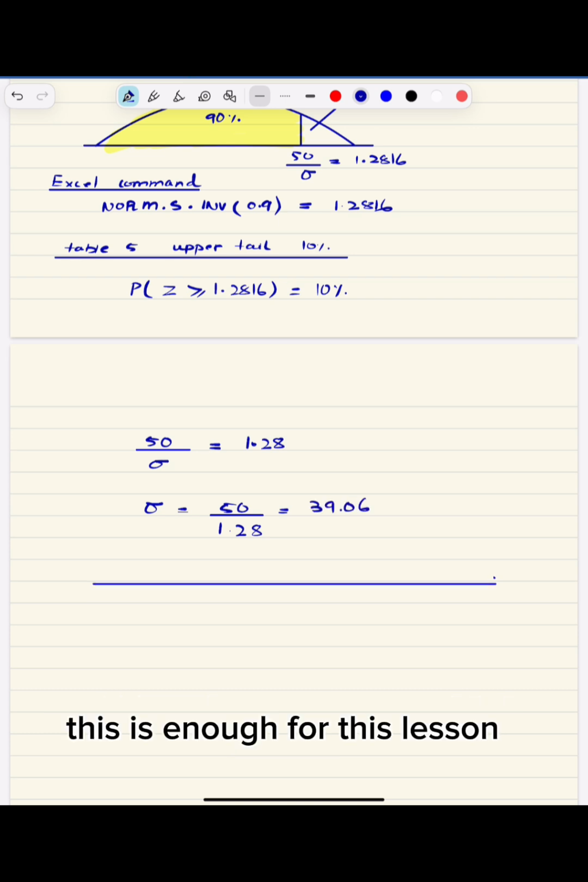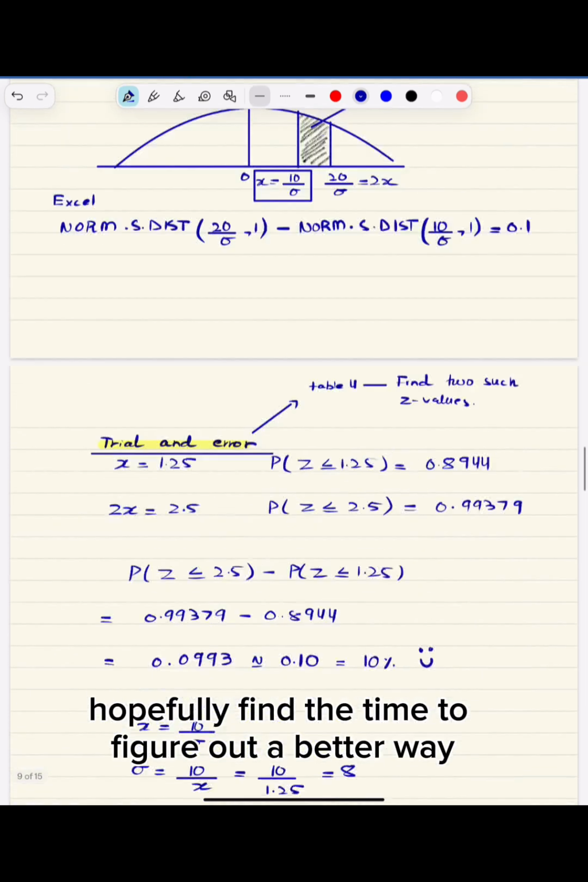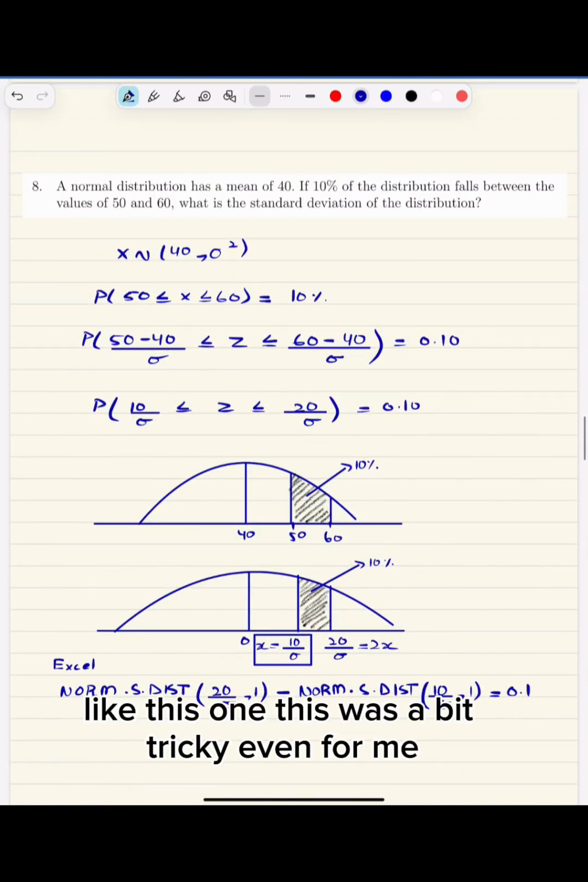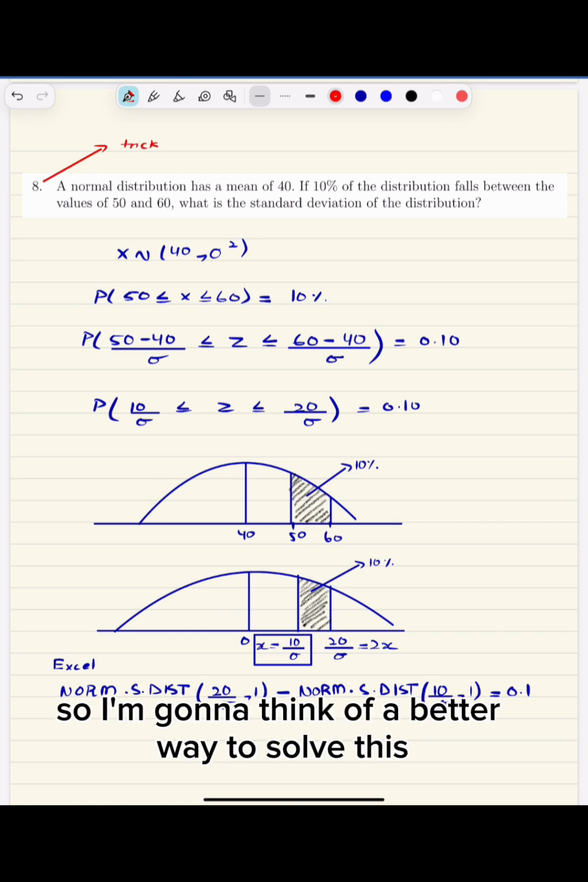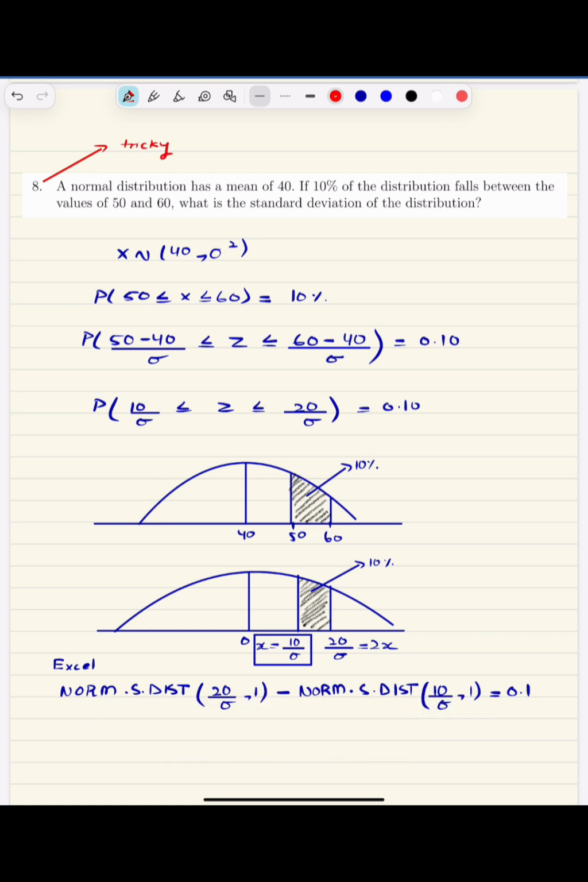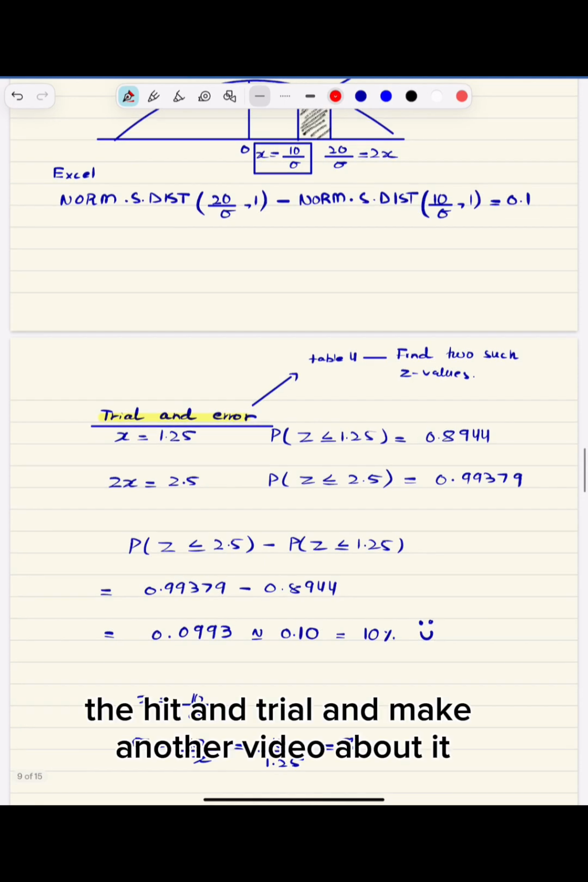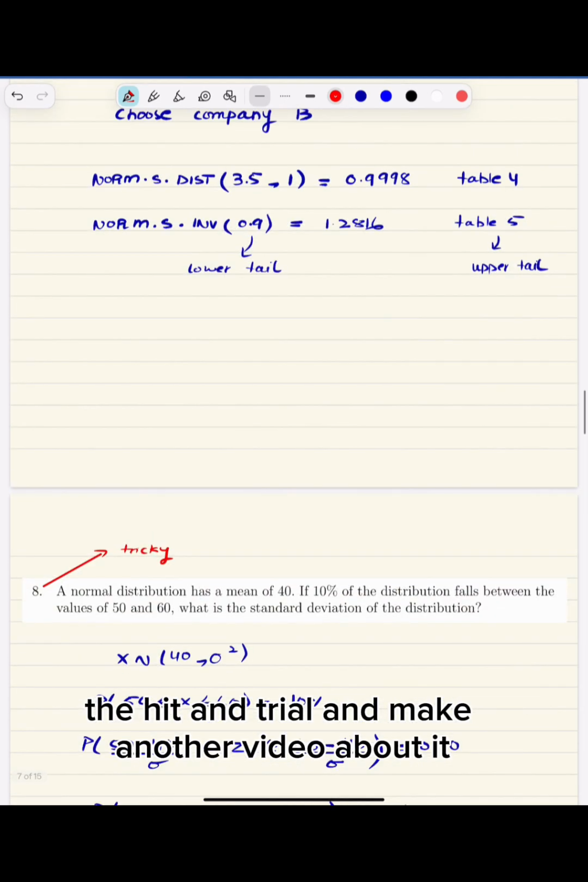Okay, this is enough for this lesson. I will hopefully find the time to figure out a better way to do questions like this one. This was a bit tricky even for me, so I'm going to think of a better way to solve this besides hit and trial, and make another video about it.